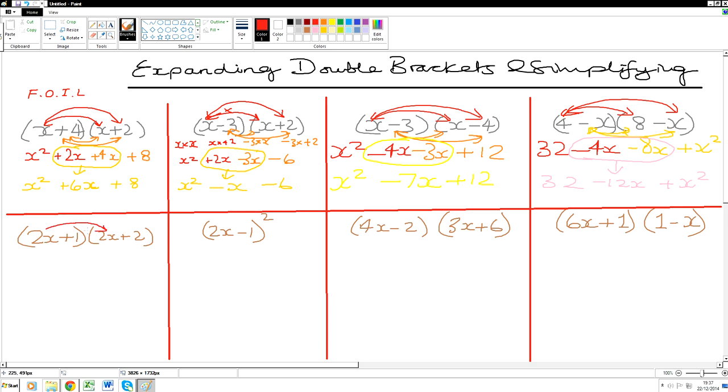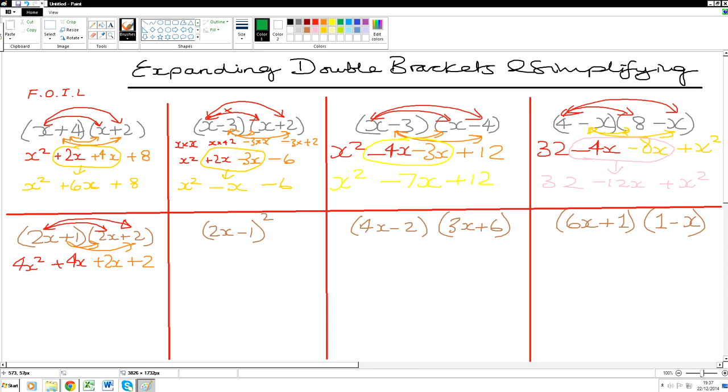So you have 2x, front: 2x times 2x is 4x squared. 2x times plus 2 is plus 4x. Plus 1 times 2x is plus 2x. Plus 1 times plus 2 is plus 2. Now what do we do?